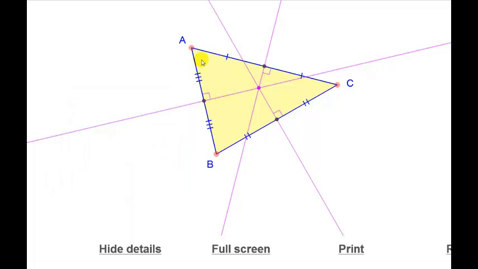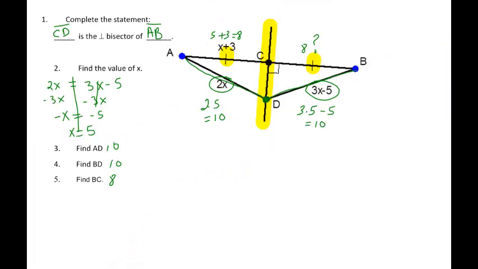There are many different kinds of centers, and we'll look at some other ones in this unit. But this is the center of the triangle in that it is equidistant to the 3 points of this triangle. So it's the same distance from here out to A as it is out to B as it is out to C. Now let me show you how that works a little bit differently.